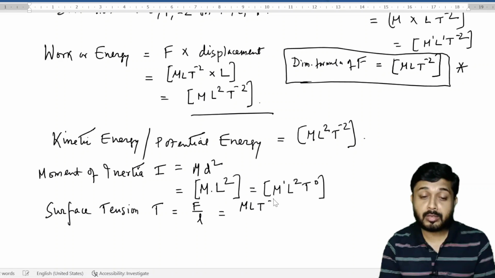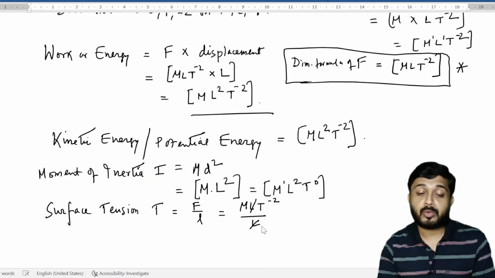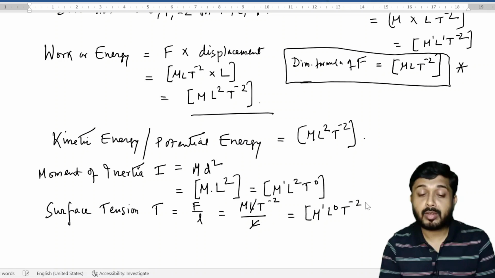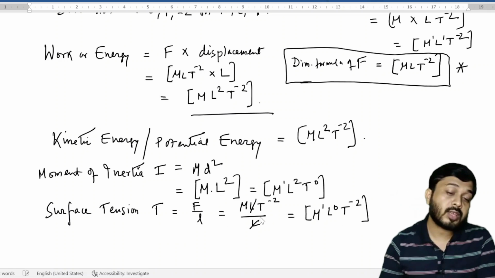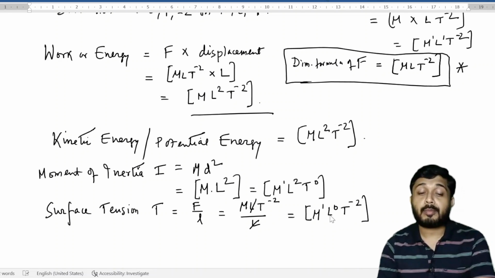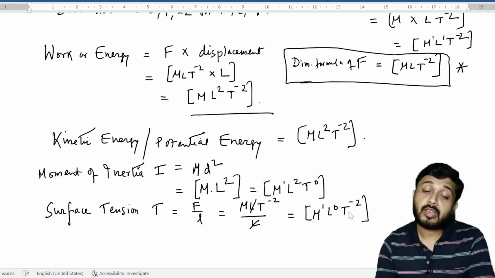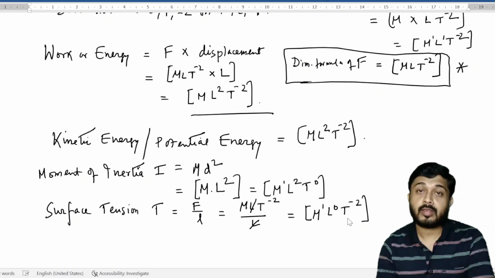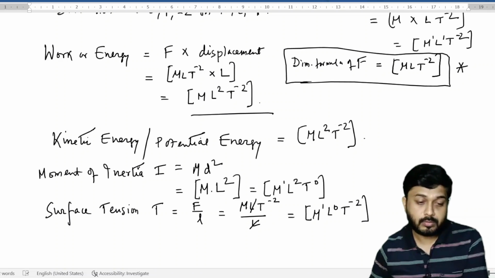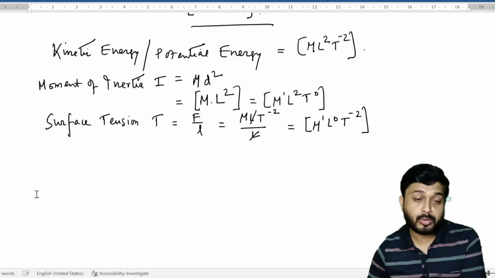MLT to the power minus 2 divided by L, the capital L's have cancelled each other. So all that you are left with is M to the power 1, L to the power 0, T to the power minus 2, right? So the dimensions of surface tension are 1, 0 and minus 2 on capital M, capital L and capital T. Is it clear? I hope it is clear. After that is torque. So let me scroll the board up.